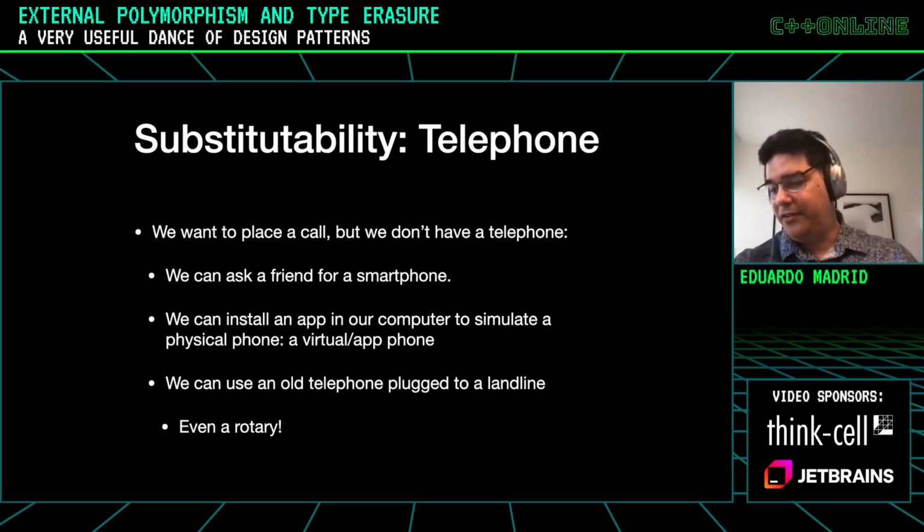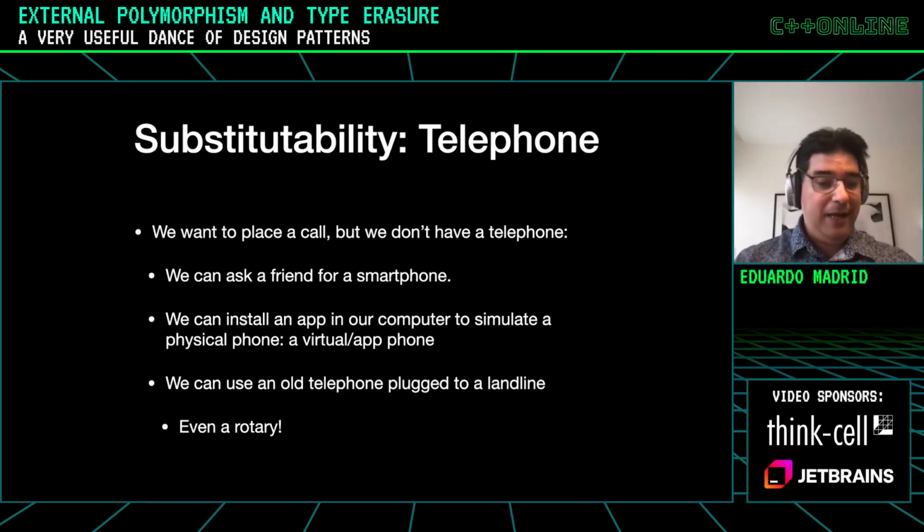And one characteristic of a smartphone is that they typically have no wires connected to them. They just use the wireless radio telephony or internet for that matter. Another choice that we have is that we can download an application that emulates a telephone, and then that'll be a virtual or an application telephone. We can also use an old telephone plugged to a landline, and we can even use a rotary. I wonder at this point in time who uses rotary phones anymore. So, what is it that we're doing here? We are not concerned with having a particular type of telephone, a concrete type of telephone.